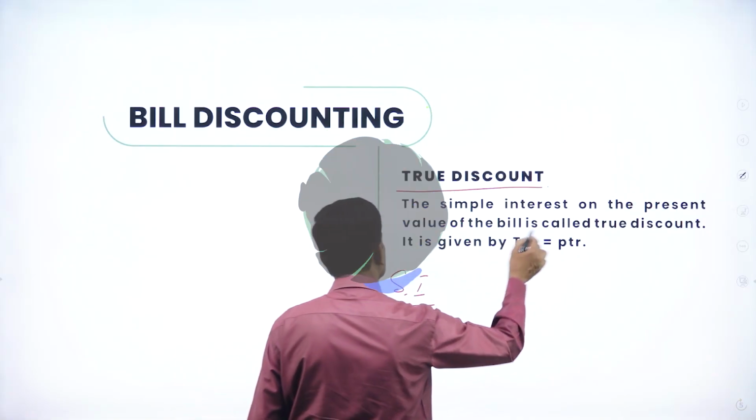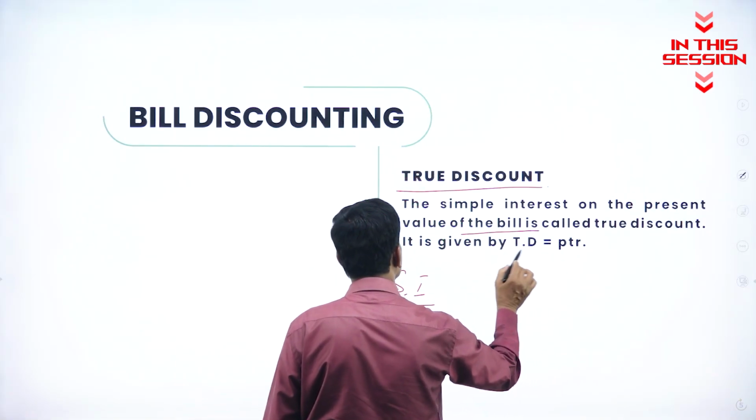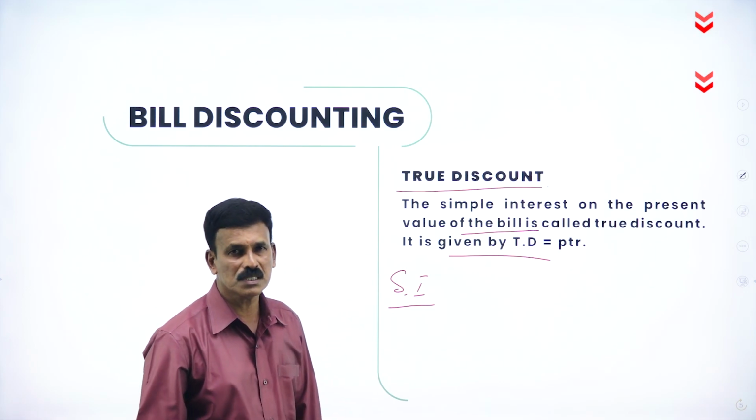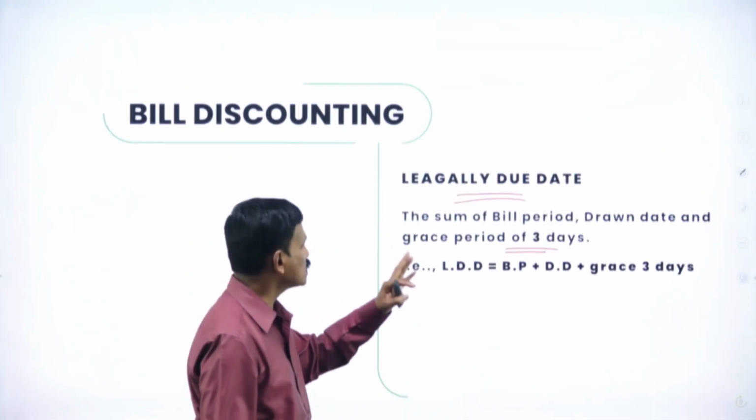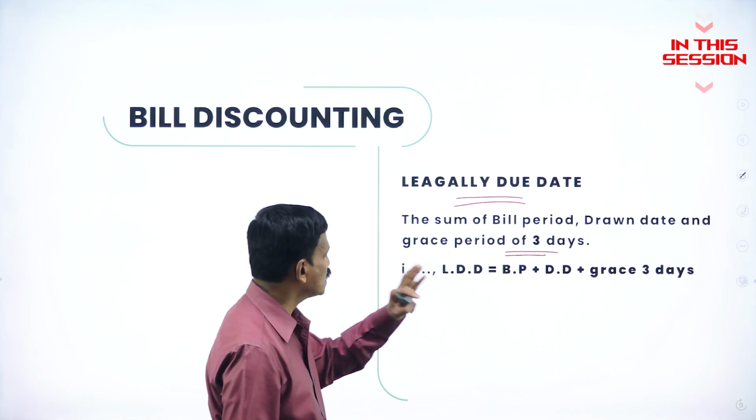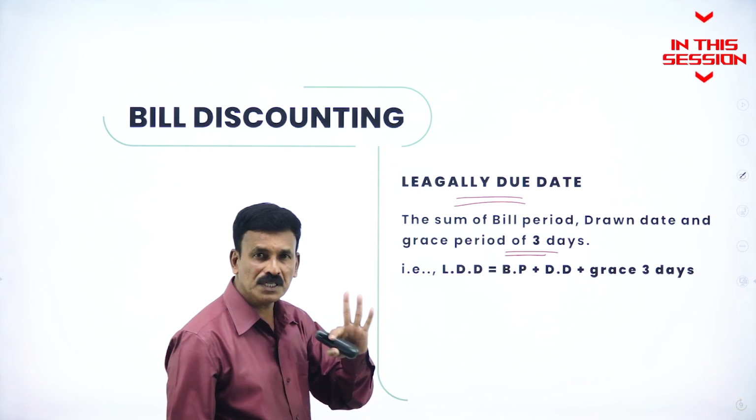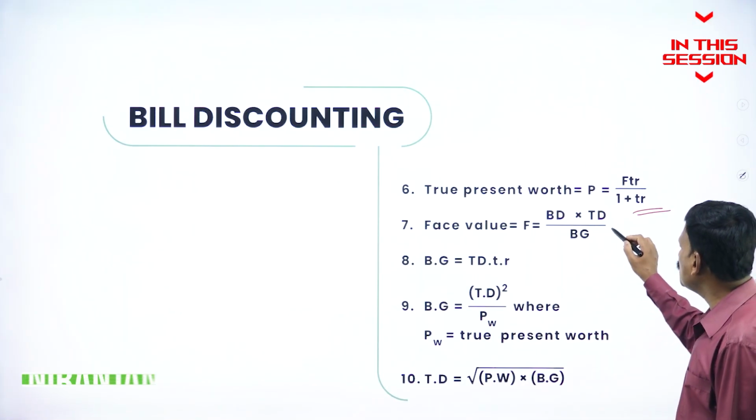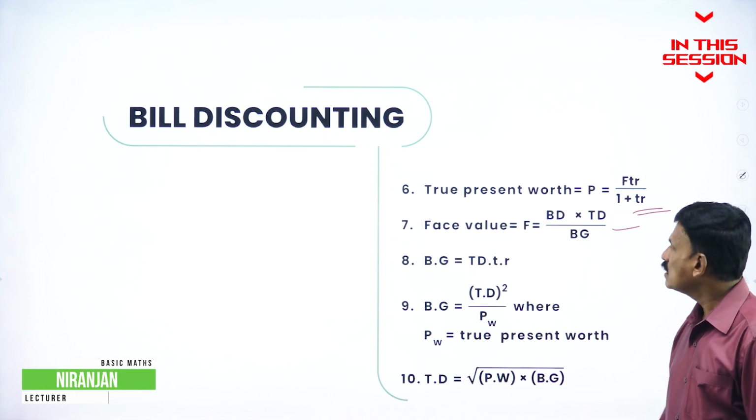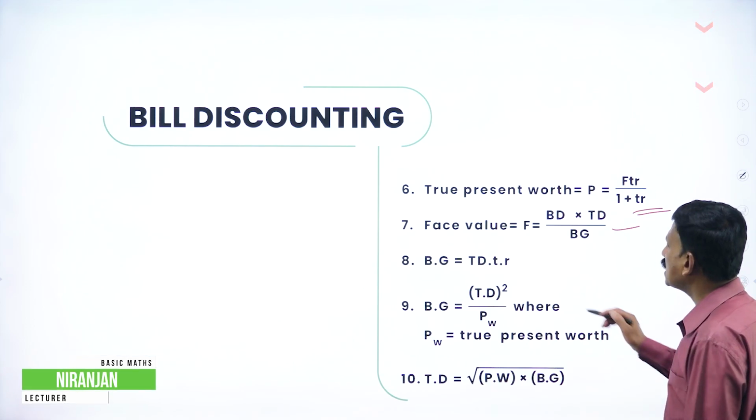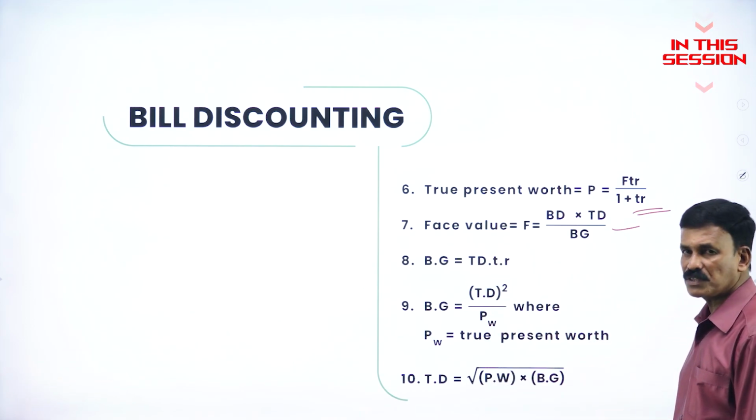The simple interest on the present value of the bill is called the true discount, and it is given by the true discount is equal to present value, that is the simple interest. The sum of bill period plus drawn date and the grace period for how many days? 3 days is called the legal due date. BD into TD divided by BG, that is banker's discount into true discount divided by the banker's gain, will give the value of F, that is face value.